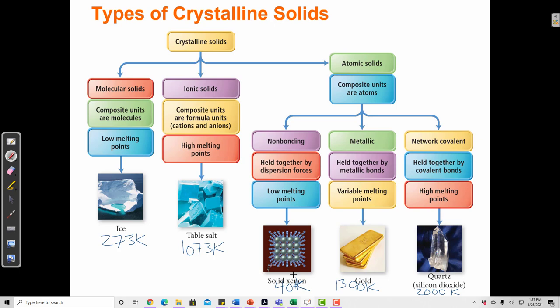So we can see that based on the nature of the bond that holds the solids together, they have different melting points. Dispersion is the weakest. Dipole-dipole and hydrogen bond are the next weakest. Metallic and ionic bonds come next, depending on what metal we're talking about. Sometimes the metals have higher melting points than ionic solids. And finally, network covalent solids have the highest melting points because they're held together by covalent bonds, which are the strongest bonds.